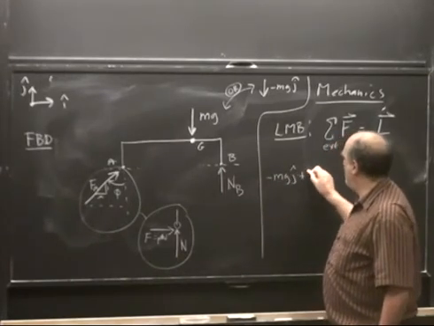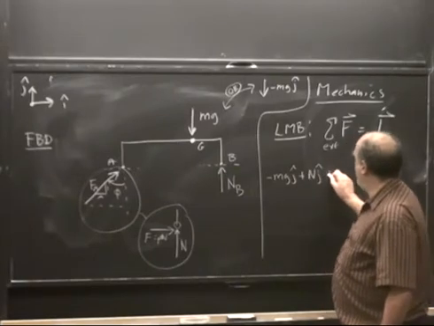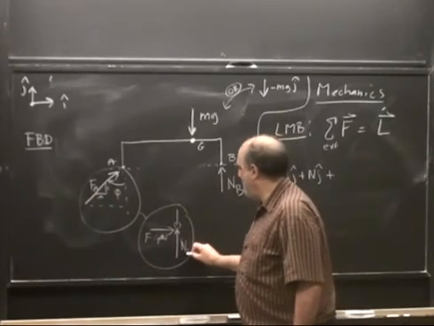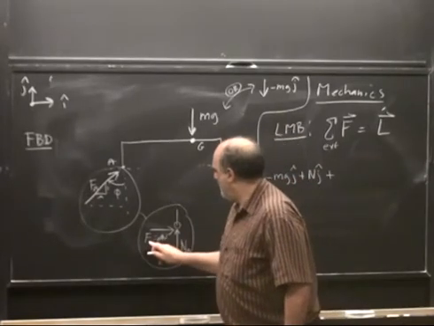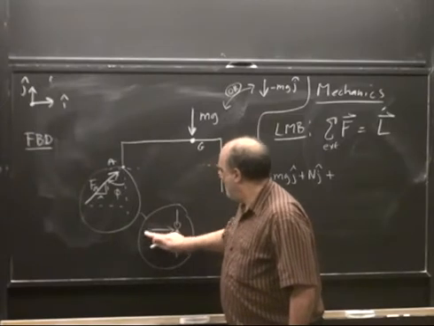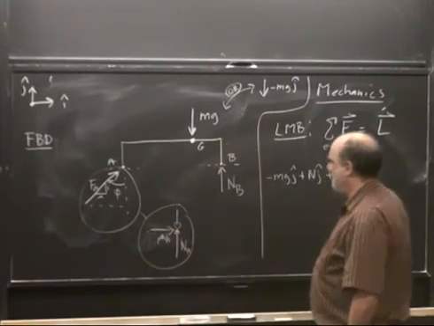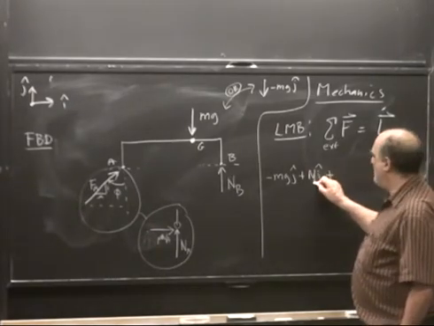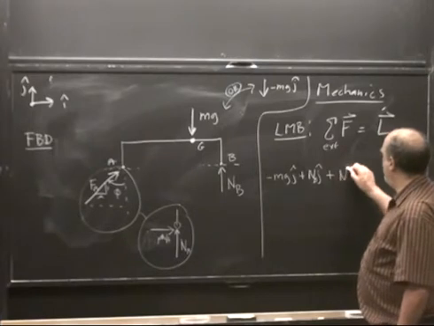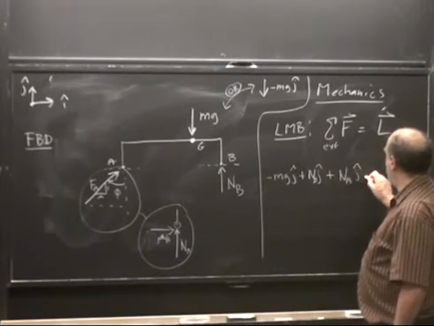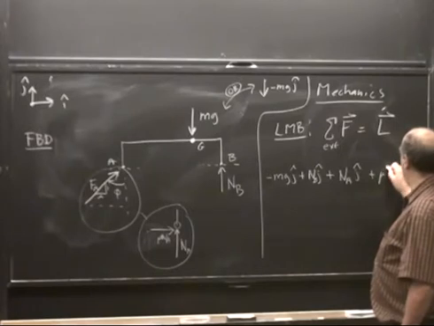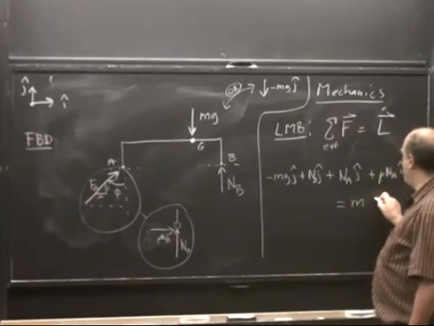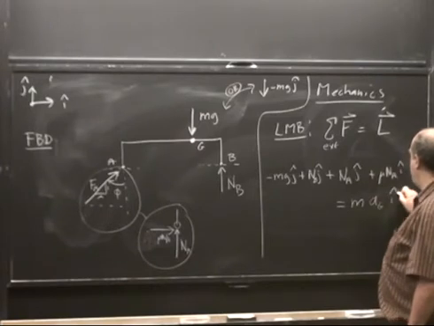We have plus Nj. I should call this N sub A, and I'll just leave that mu N sub A. And this was N sub B j. We have plus N sub A j, and we have plus mu N sub A i. And this whole thing is the total mass of the car times the acceleration of G in the i direction.